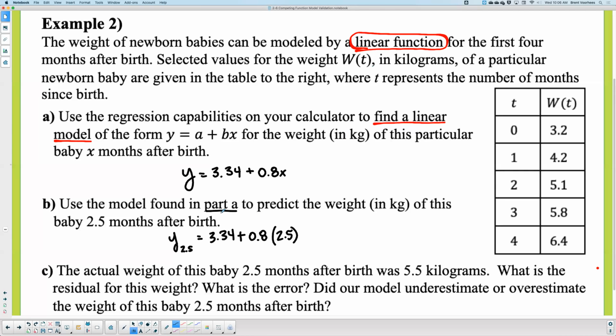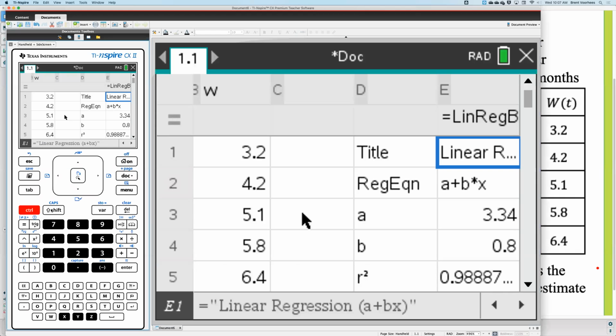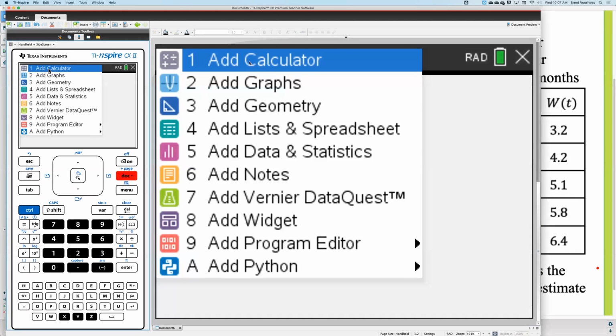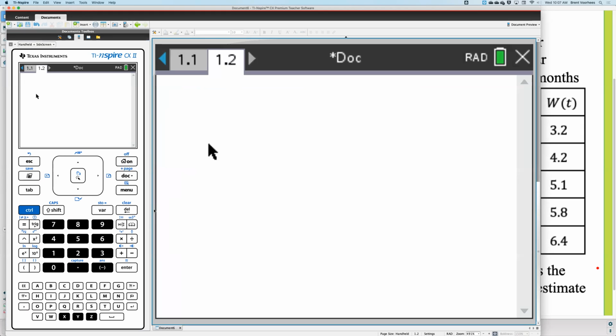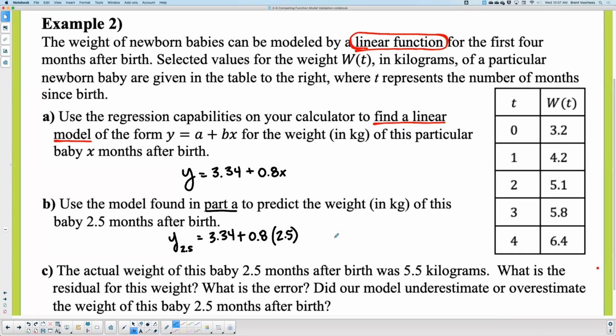Right. Now, one other thing you could do if you don't want to type it in like this and risk a calculation error on the calculator, remember you can press Ctrl+Doc to get a new page, and you could just go to calculator. Where did we save that equation? What was it? It was F1. You can type in F1 of 2.5, and this would also give you the answer there, 5.34. Is that what you got when you typed it in the calculator? 5.34. 5.34, and that would be in kilograms. Now that's the predicted value. I'm going to write that here because we're going to need that for the next part. So this is the predicted value.